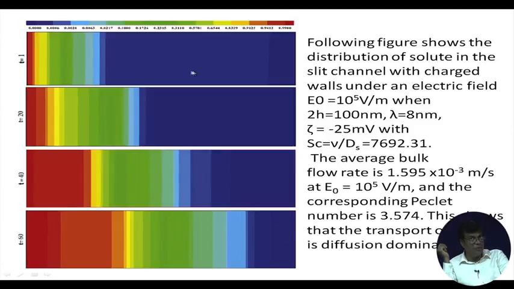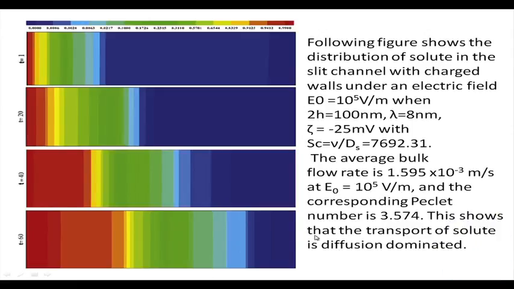Now this distribution shows that the solute transfer is mostly occurring through the diffusion mechanism. See, initially we are injecting the solute, the red is the high concentration, at the inlet, and it is transported along this x direction by the electroosmotic flow and by the molecular diffusion. So with time, what I find from these results is that solute mixing in the EOF in the microchannel is a very slow process, and it is mostly a diffusion dominated mechanism.